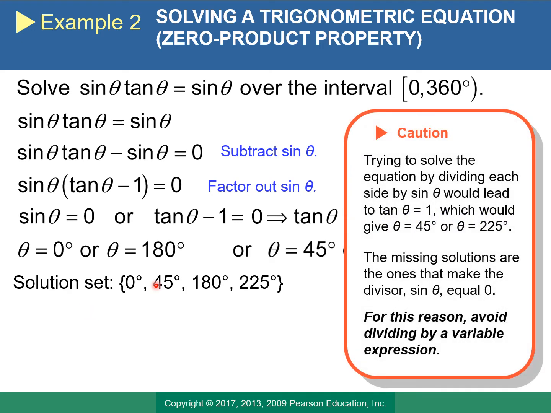Okay, so just a caution when you're working on problems like this example: if we were to have divided by sine theta at the beginning, it would have only given us two answers and we would have missed the other two. The missing solutions are the ones that make the divisor 0, and for this reason you want to avoid dividing by an expression that has your variable in it. That was back at the first step. If we divided both sides by sine theta, which is tempting, we would have gotten right back here, which was tangent theta equaled 1. And we would have missed this whole sine theta equals 0. So when you can, avoid dividing by a term that has your variable in it, which in this case was theta.